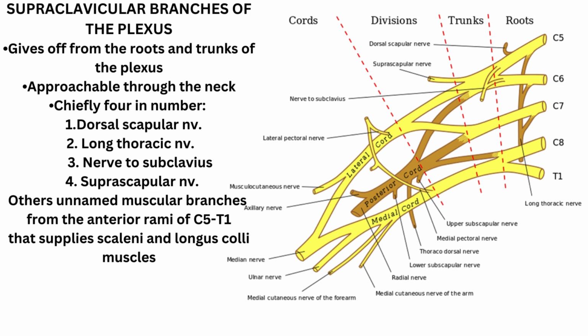Nerves of the brachial plexus are divided into supraclavicular and infraclavicular parts by the clavicle. The supraclavicular part of the plexus arises from the roots and trunks of the plexus and can be accessed through the neck. There are chiefly 4 in number, which are dorsal scapular nerve, long thoracic nerve, nerve to subclavius, and suprascapular nerve. Other unnamed muscular branches from the anterior rami of C5 to T1 that supply scalene and longus colli muscles are also included in this division.